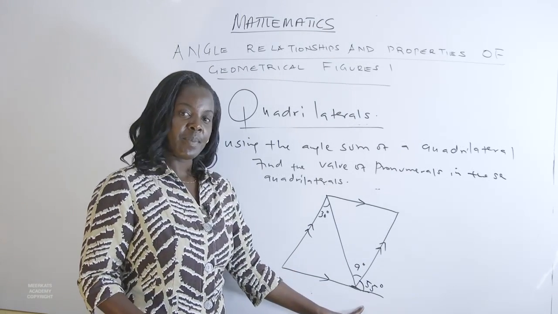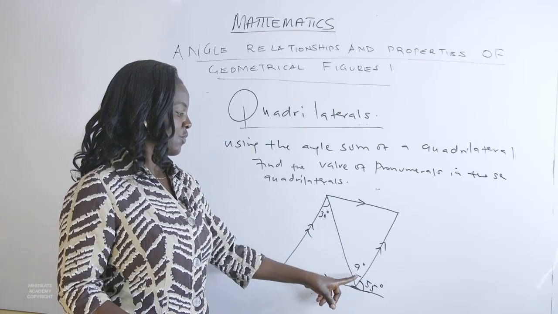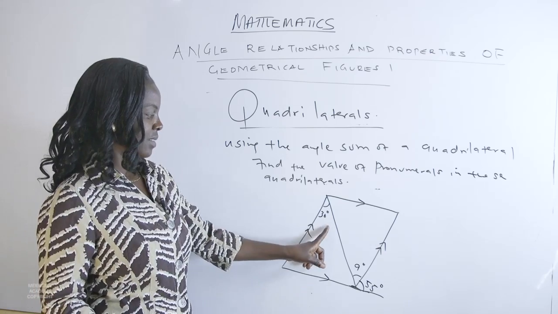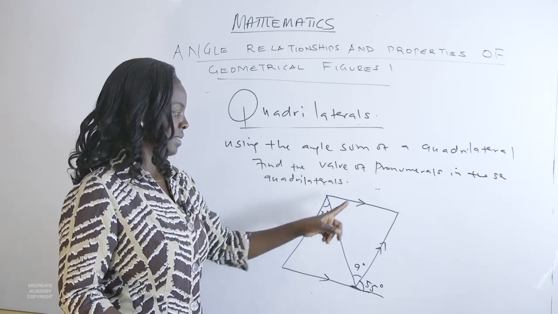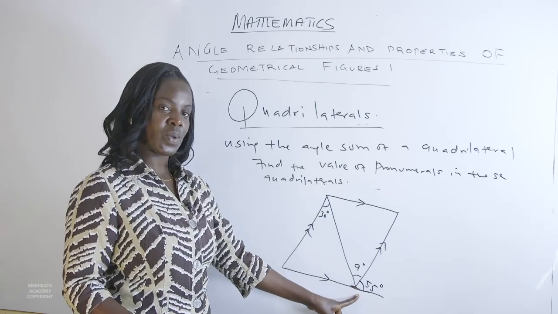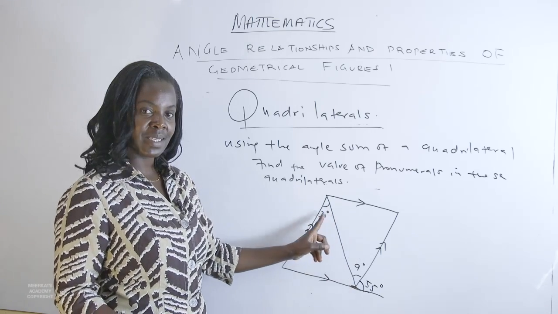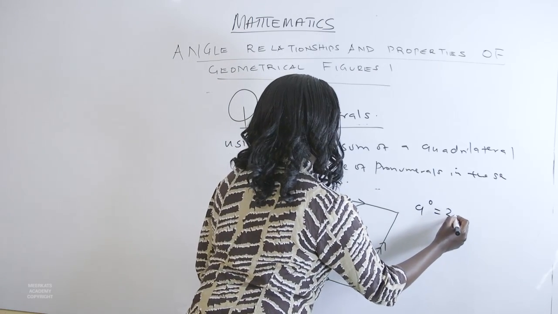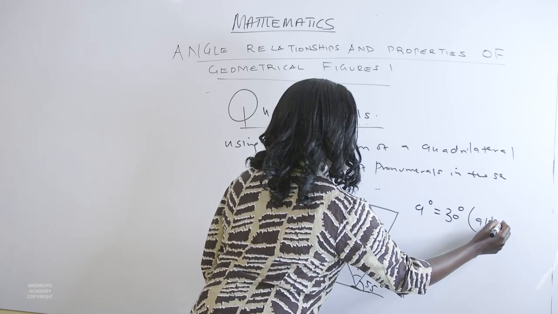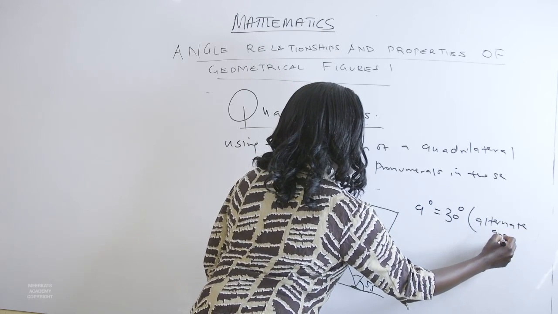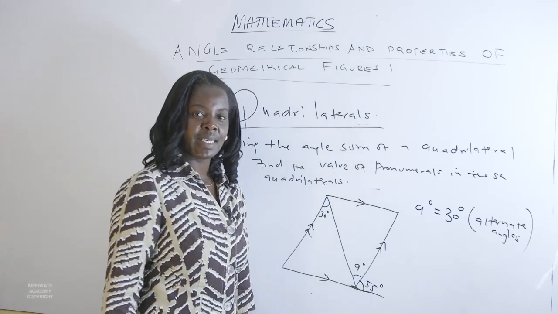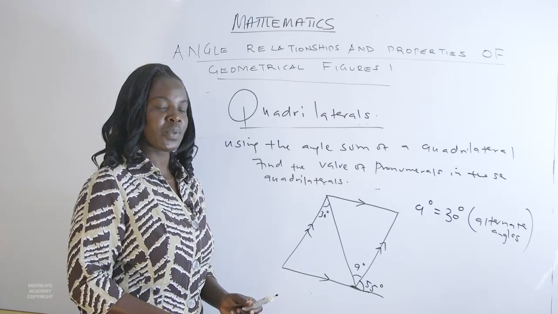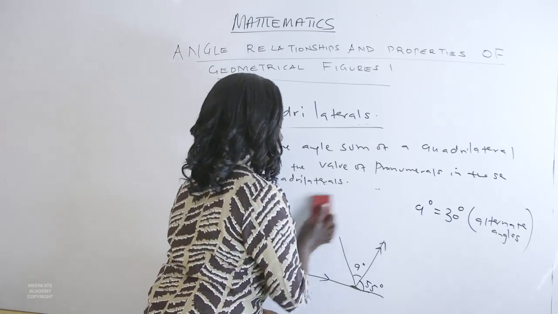So again, we have this diagram here, this figure. We are asked to find the value of A. So again, these are parallel lines, and then we have a transversal. You realize immediately that this angle and this angle are alternate angles. So the value of A will be 30 degrees because they are alternate angles.